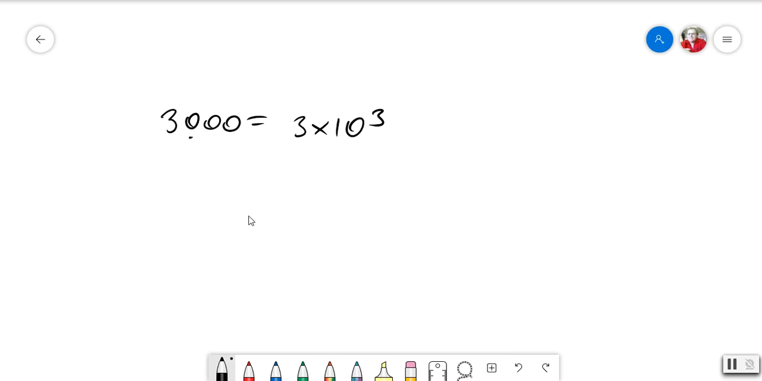The rule is this. Go back to what I had: 3520. What you do is you take the non-zero portion of your number and you put a decimal after the first digit. Always, always, always put a decimal after the first digit. If you don't have a decimal after the first digit, it's not right. Times 10 to the.